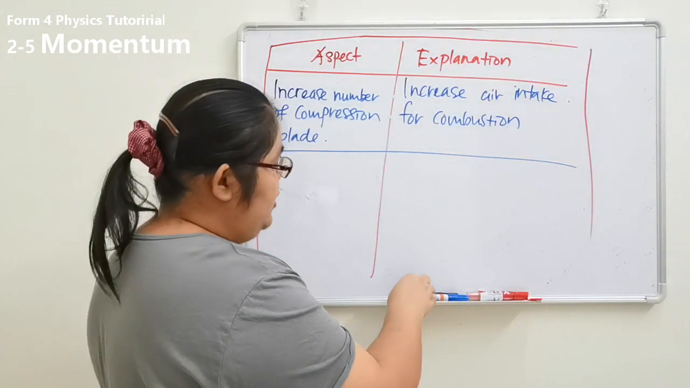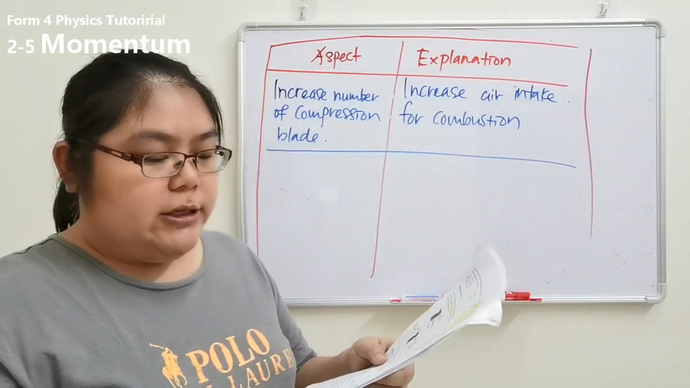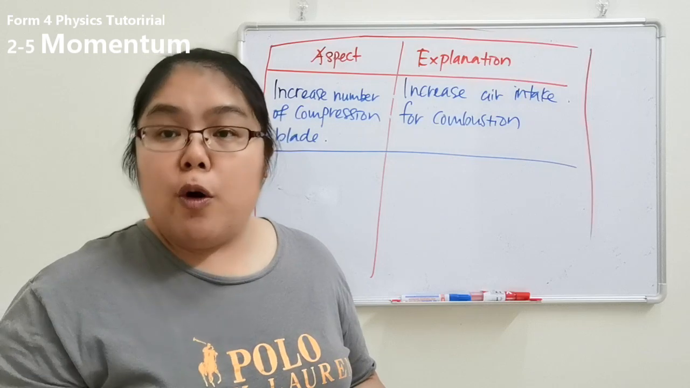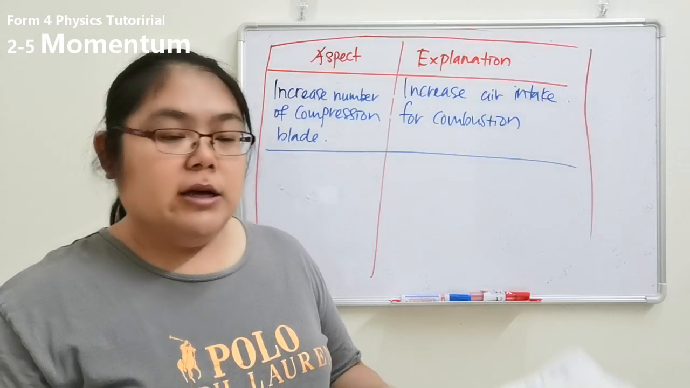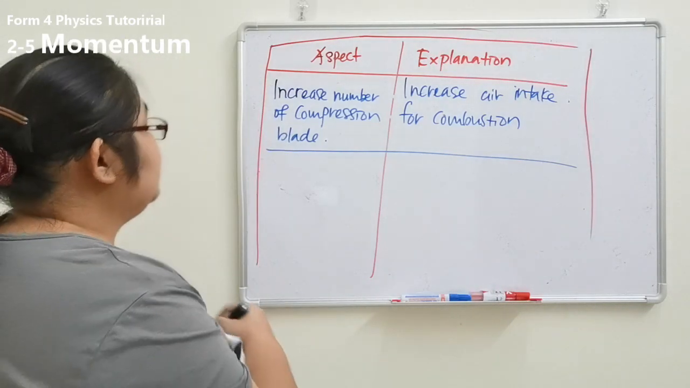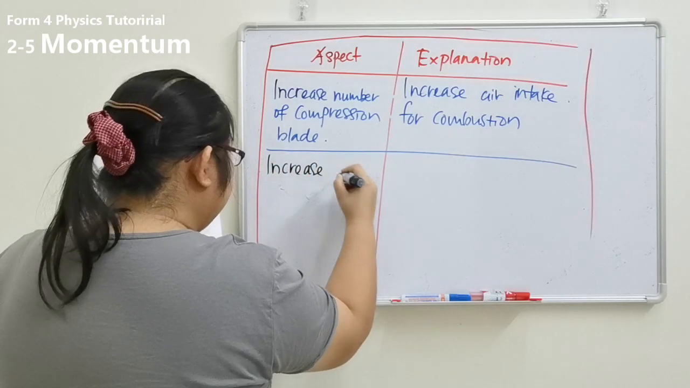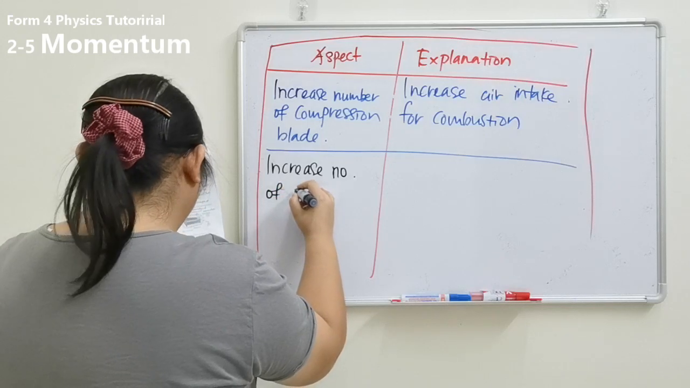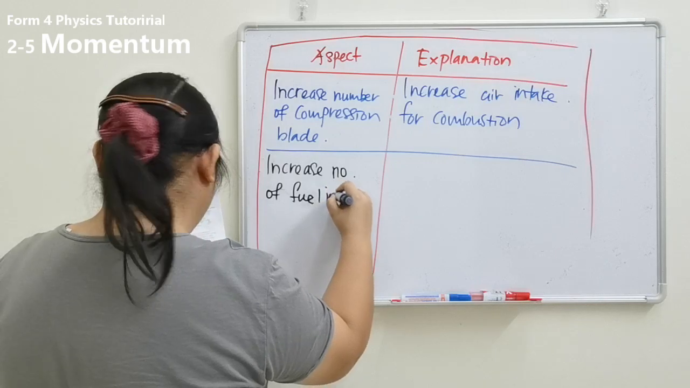Okay, the next one is talking about the fuel injector. Fuel injector, so normally we want to make it high speed, right? For high speed we use more fuel. More fuel means more combustion can happen, so that we inject more gases. So from here, we also want to increase the number of fuel injectors.